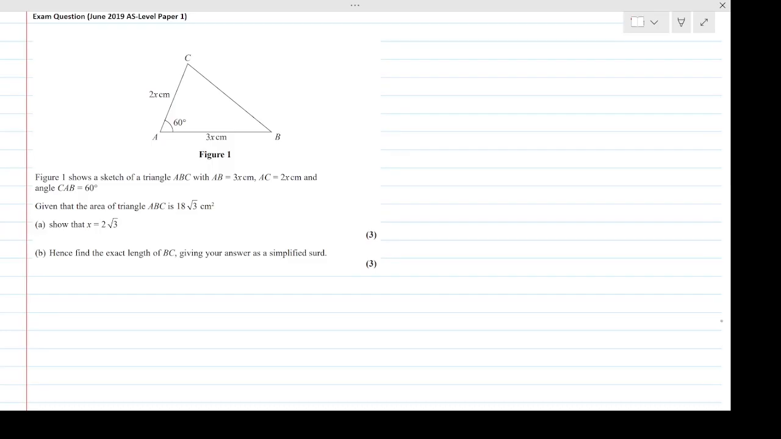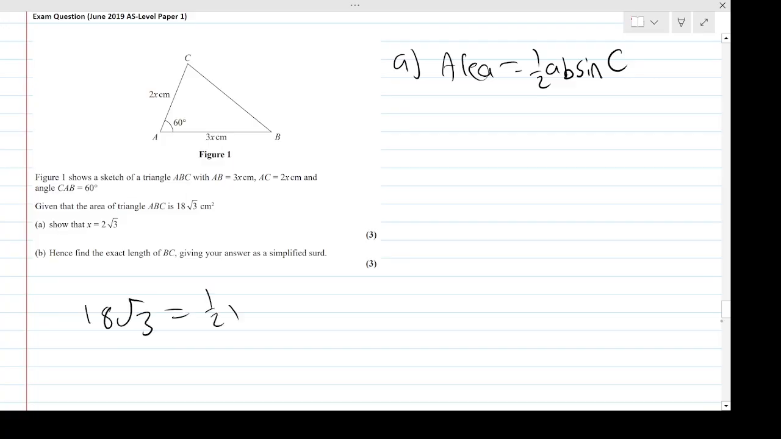Right. So again, it's talking about the area. So I'm thinking area is half ab sine C again. And I can apply the area formula because I've got an angle here, 60, and the two sides neighbouring it, right? So then we could say, well, the area is 18 root 3. I'll do that down here. And then it's going to equal half times one side, which is 2x, times the other side, which is 3x, times the angle, so sine 60.